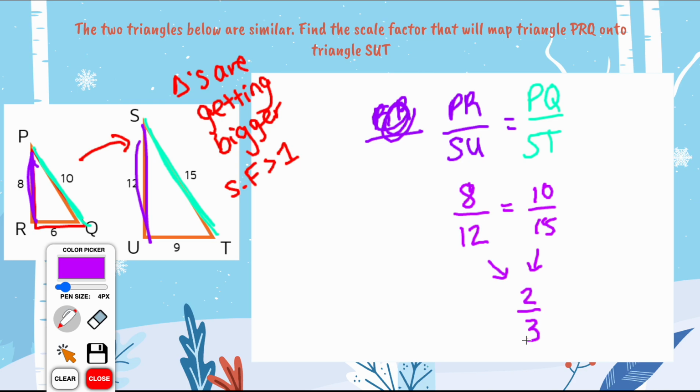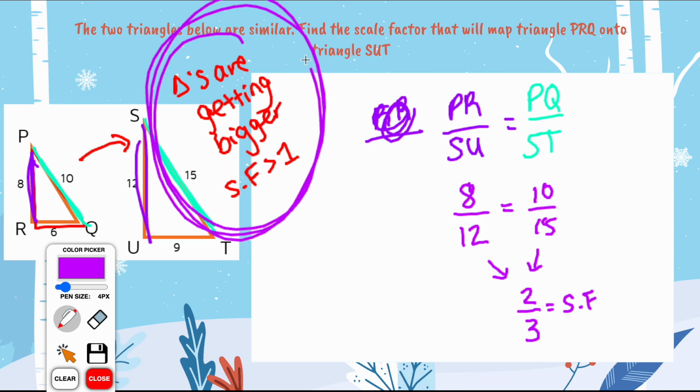Now I have a problem here. There's a problem with how we made our proportion, right? Here, this is my scale factor. My scale factor is less than 1, but we said over here that since my triangle is bigger, since I'm mapping the smaller triangle, I'm trying to get that smaller triangle onto the larger one, my scale factor should be greater than 1. So if this happens, what you can do is just flip that fraction around. My scale factor is going to be 3 over 2, right? So if I multiply all sides by 3 over 2 in triangle PRQ, I will map that onto triangle SUT.